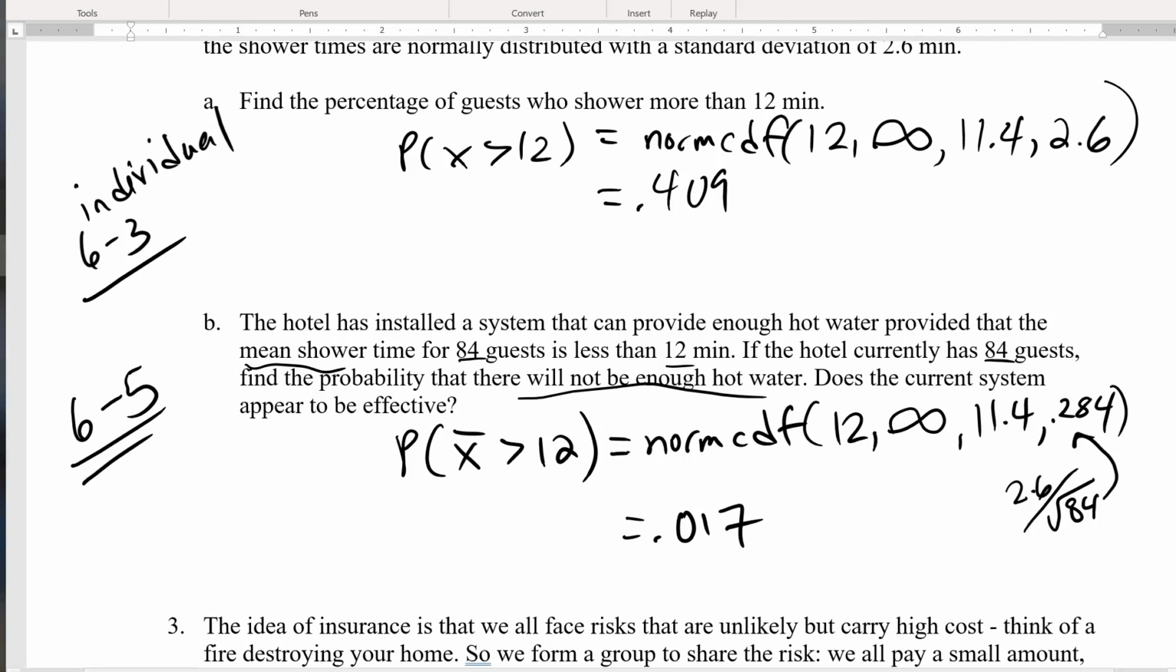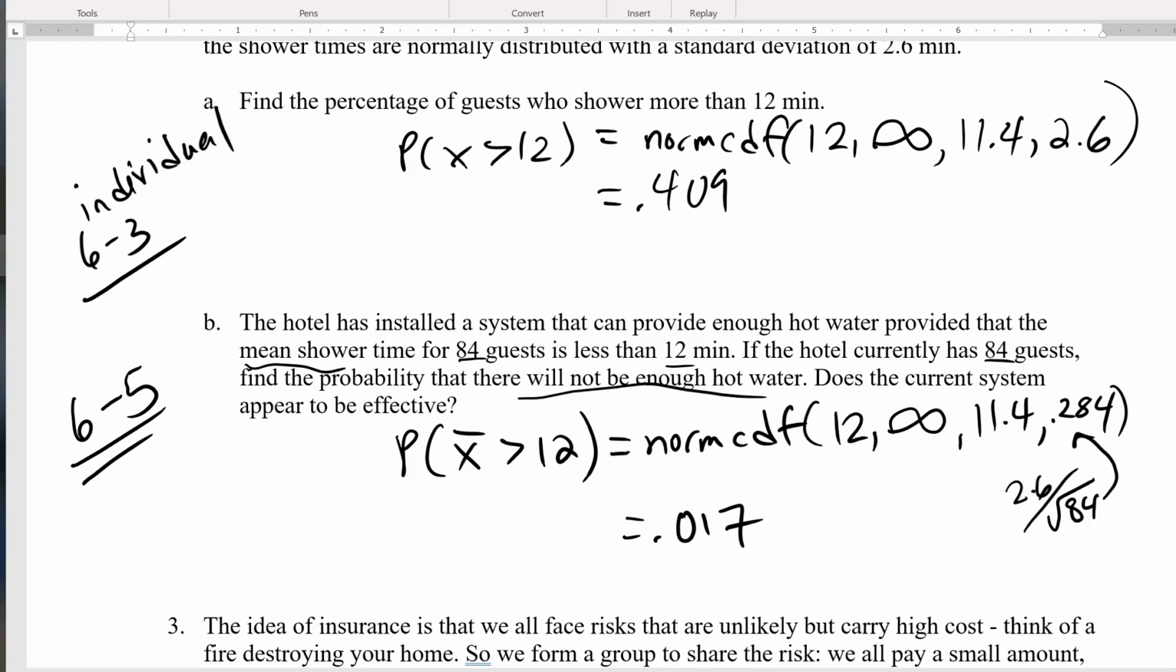Am I worried about running out of hot water? Well, even though 40% of the people are going to use too much water, there's less than a 2% chance of us running out of water, because the average of the 84 people won't be more than 12. Well, there's about a 2% chance. Am I freaking out about running out of water?